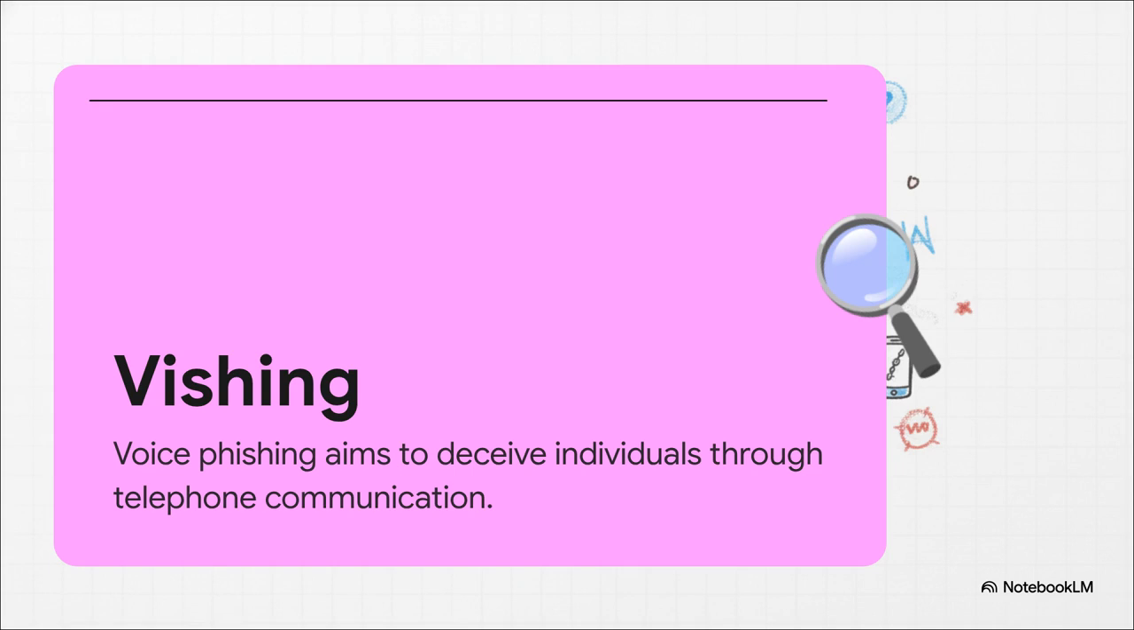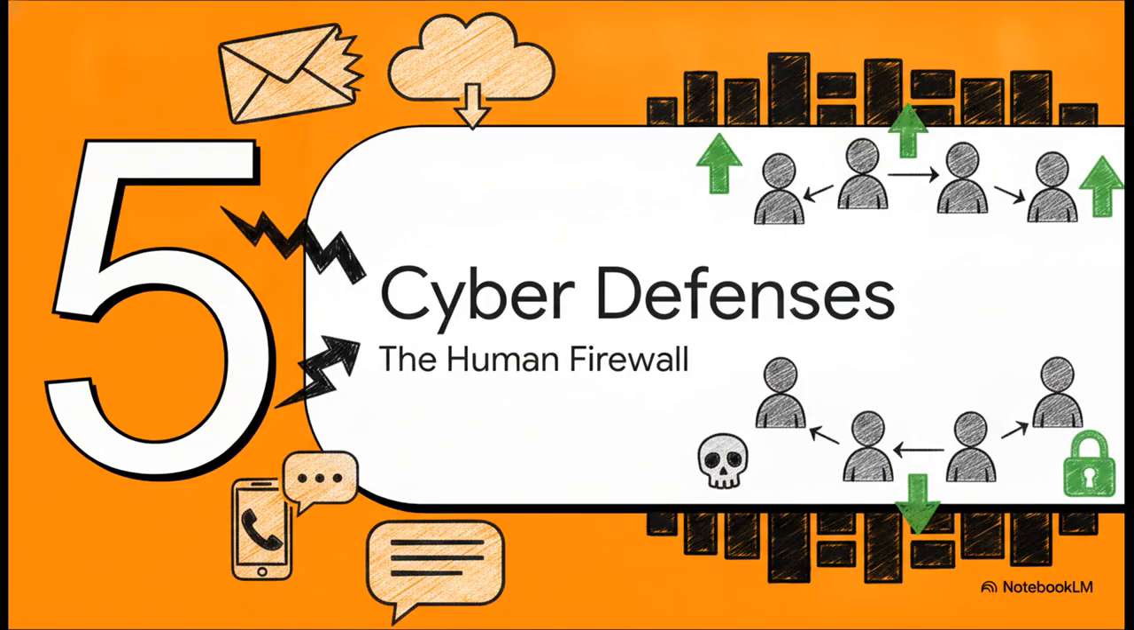By impersonating a legit entity and spoofing a trustworthy number, they completely bypass your personal security filter. They use that fake authority and a false sense of urgency to trick you into handing over personal or financial information right then and there. And finally, Part 5, strengthening cyber defenses, the human firewall.